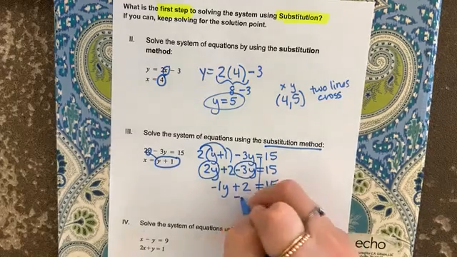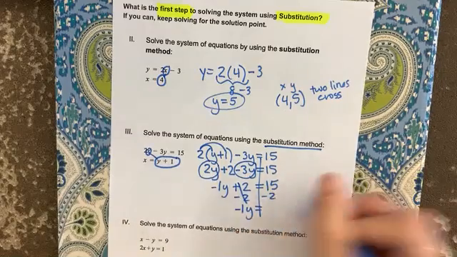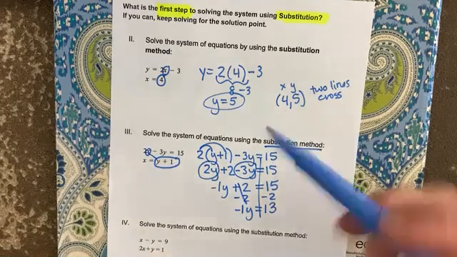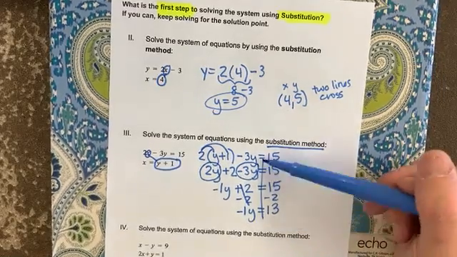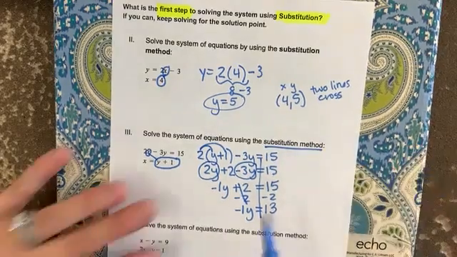Yes, subtract the 2. Thank you, Merritt. Now I have negative 1y is equal to 13. Can anyone tell me why I encourage you guys to draw that line right there? Yes. If you move those numbers back and forth across this equal sign, you have to do the inverse of it. So that line right there is helpful.